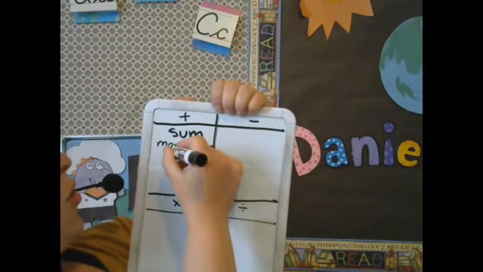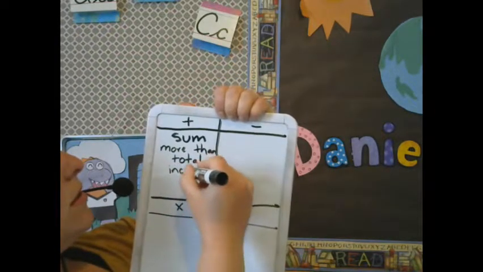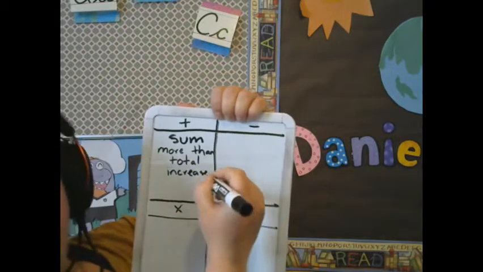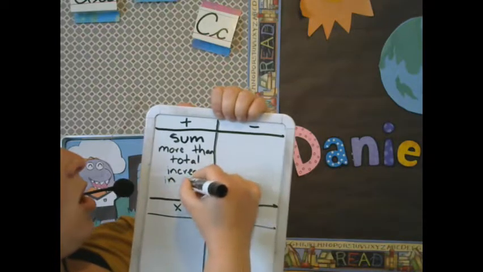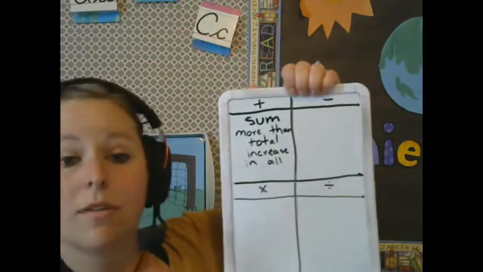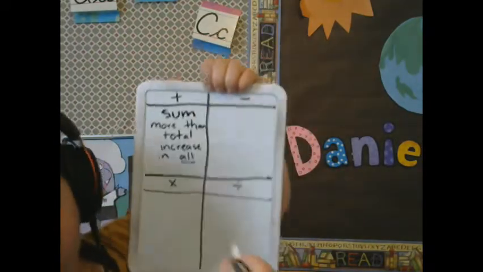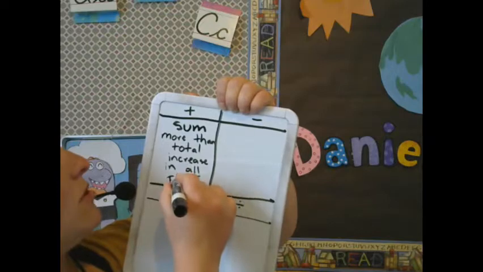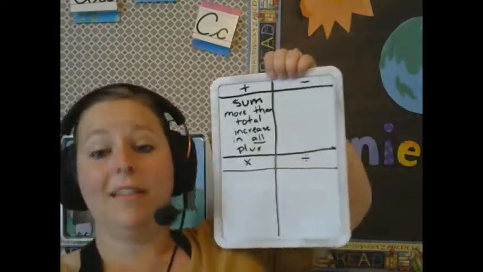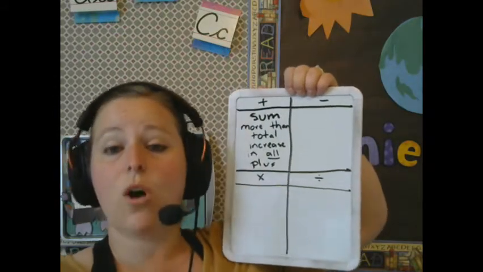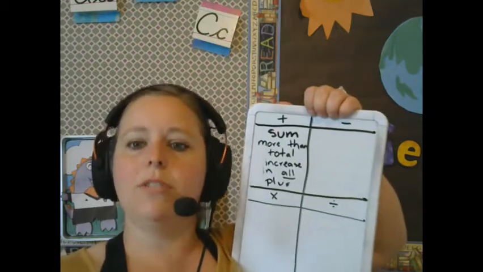You've also got the word total, the word increase, the phrase in all or all together. Sometimes they'll say all together, but the word all in there is very important. And then plus, right? Sometimes they'll just ask you, what's 5 plus 10, and then you'll have to figure that out. So if it says one of these words, it lets you know that you're going to be doing an addition problem.